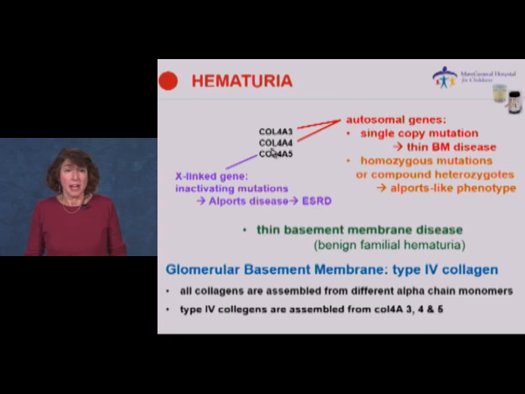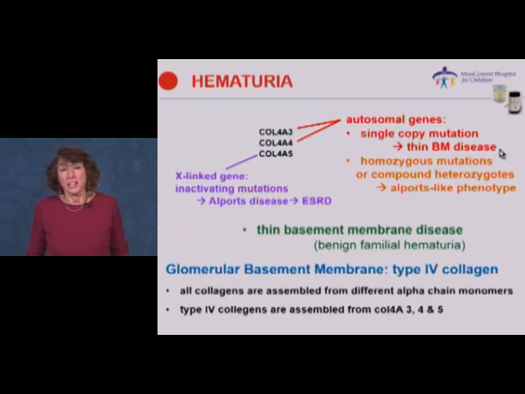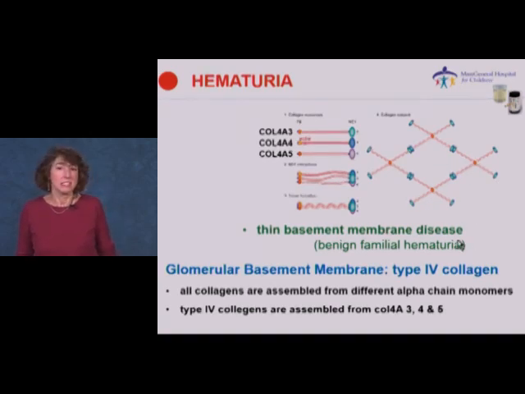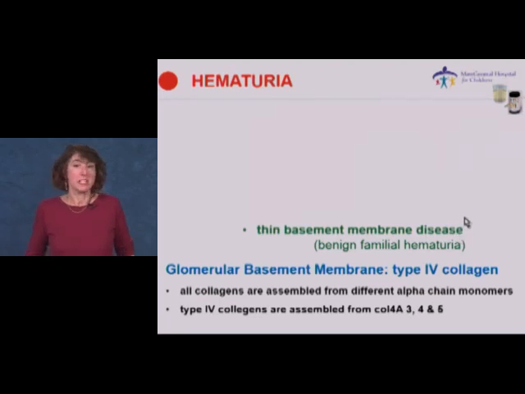However, if you have a variation in your Col4A3 or Col4A4 genes, which are autosomal, then you only have a single copy mutation, and that's when you have thin basement membrane disease. It is meant to be a situation where you have abnormal structure of one of the molecules, the 3, 4, or 5, and then the network is not fully assembled properly, and so the thin basement membrane is slightly distorted, and you have resulting hematuria.